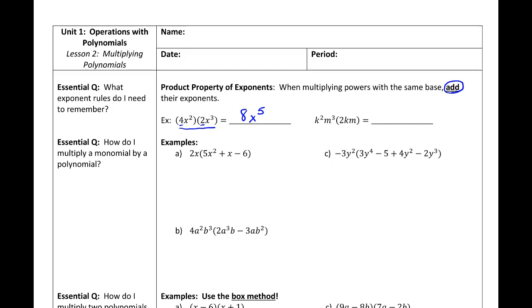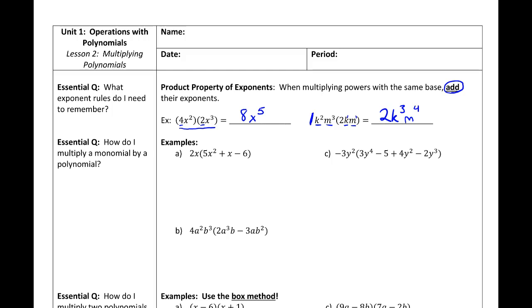The same concept applies right here. We have k squared m to the third power times 2km. One thing to remember is that in front of this first term, it's really a 1 there. We don't usually write the 1, but it's there. So we multiply our 1 times 2, that gives us 2. We multiply our k terms, k squared and k to what is really the first power. So we add, that gives us k to the third. And then m cubed times m to the first gives us m to the fourth.